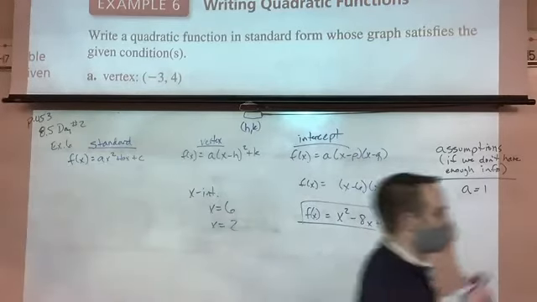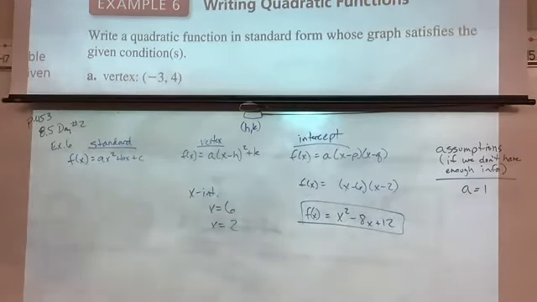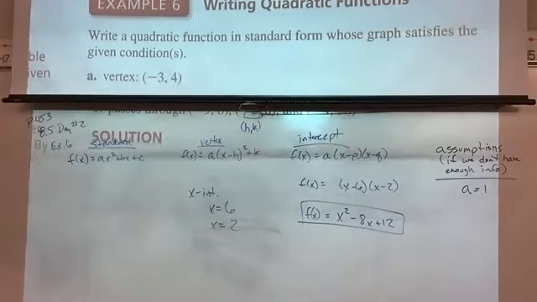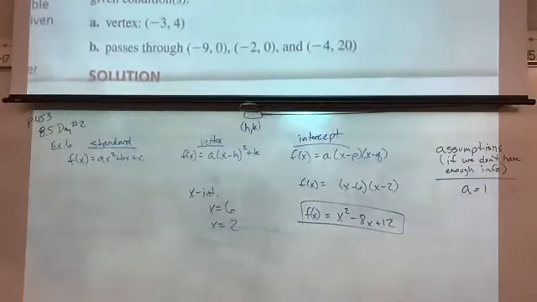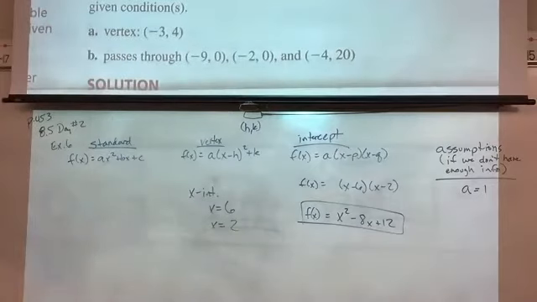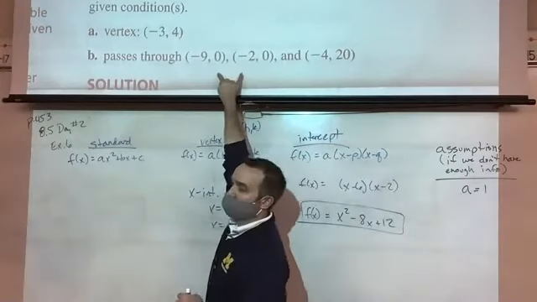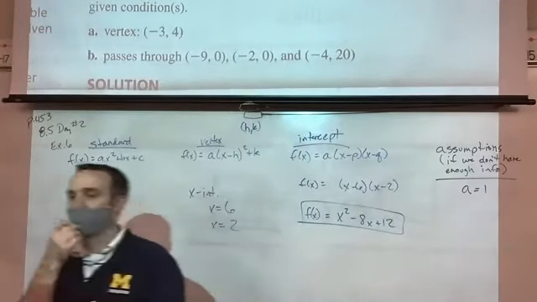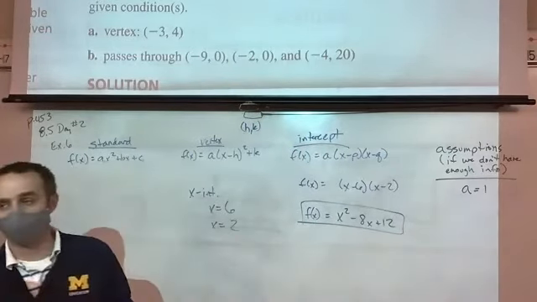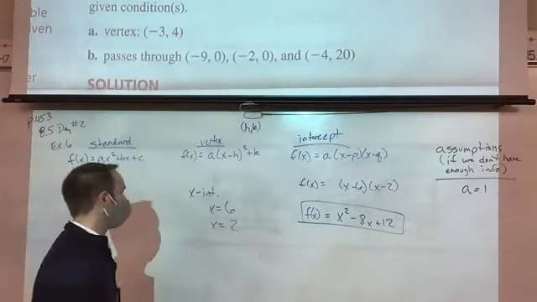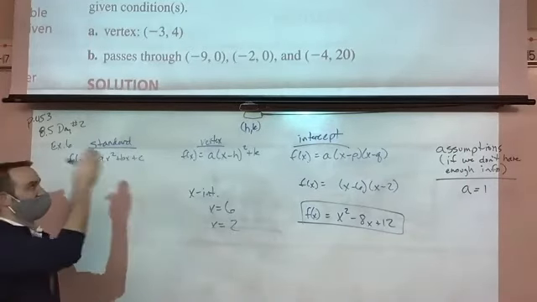All right, they're going to give us that same type of situation, but they're going to give us a little more information. So if we look at letter B up there, now they're giving us 3 points. They're saying our parabola passes through these 3 points. Well, 2 of them are the x-intercepts. Right? Anytime you have y being 0, that's an x-intercept. So they gave us our 2 x-intercepts of -9 and -2.